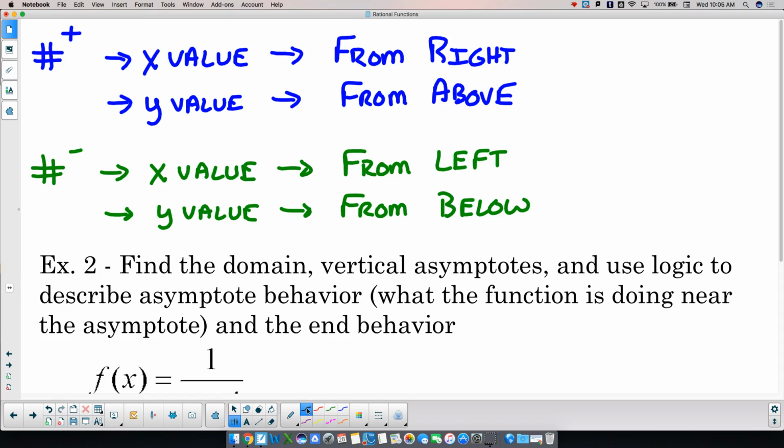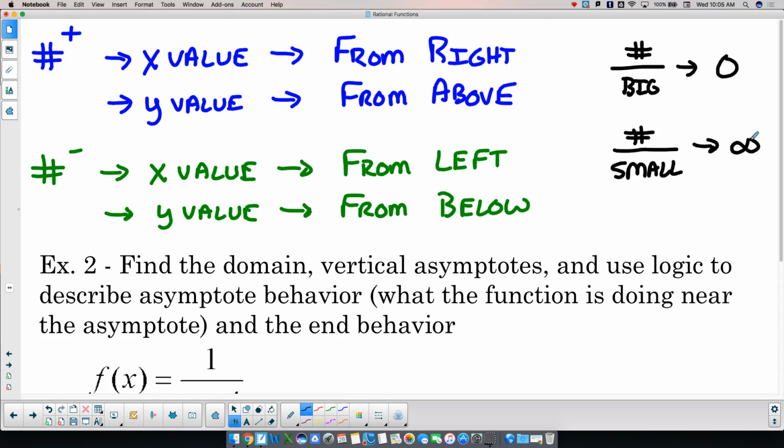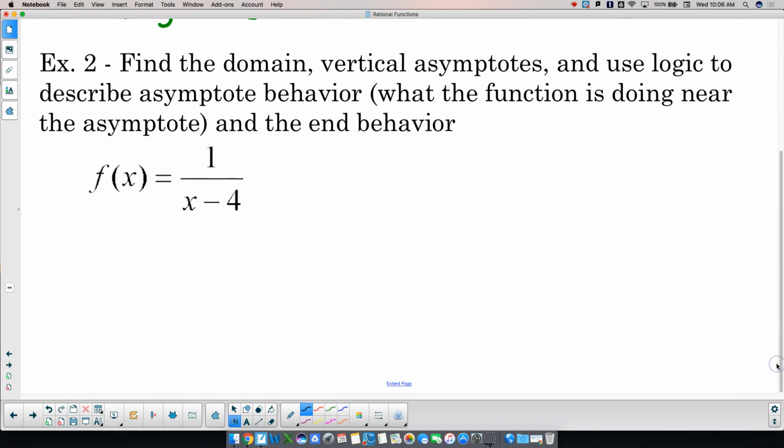Fraction logic, remember a number divided by a big number, or a bigger number I should say, is going to go to 0, and a number divided by a smaller number is going to go to infinity. Okay? So those 3 reminders off the start. Okay? So we'll pick up with notes now, then.